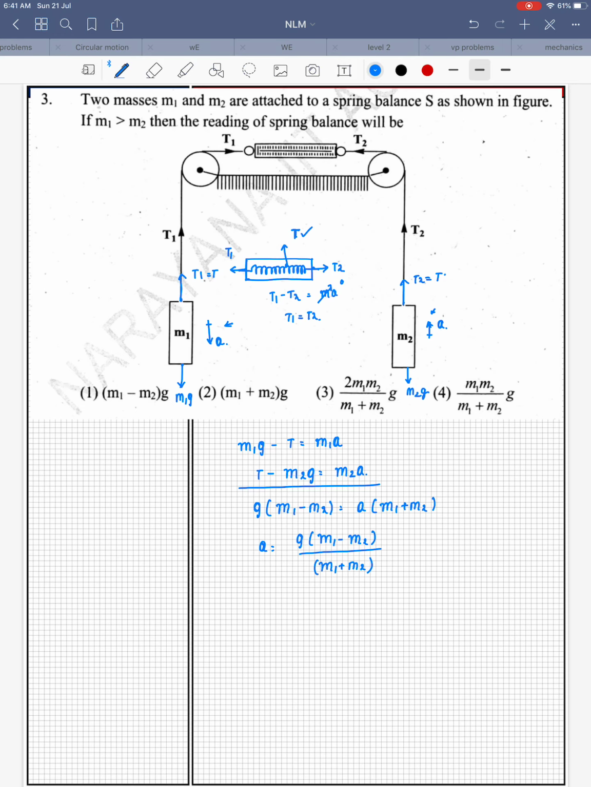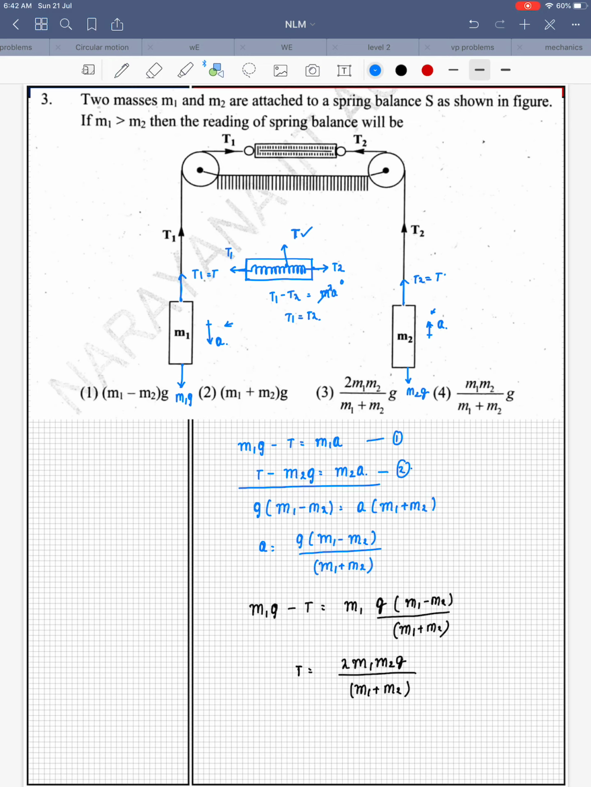So substitute the value of A in either of equations 1 or 2. Then you will get M1g minus T equals M1 into A, where A is g into (M1 minus M2) by (M1 plus M2). Now if you solve that, you will get T equals 2 M1 M2 g by (M1 plus M2).